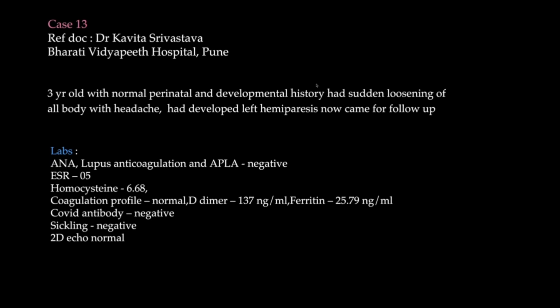Yes, so this child is a 3-year-old female, first issue, non-consanguineously married parents, with normal perinatal and developmental history. Initially she had come to us with sudden loosening of the whole body with headache, and later on she developed left hemiparesis. Gradually the weakness improved. Now it's good power, and she had come for follow-up. Her APLA stroke profile and COVID antibody titer, everything was normal. MRI has been done twice, so we wanted to compare.